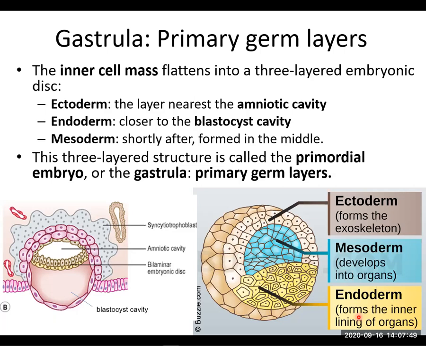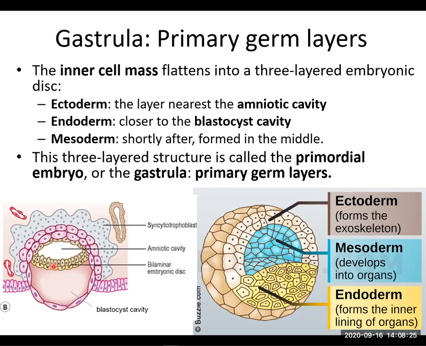Before this process, the cells had no limitation on the possibility of what kind of organ they would become. But from this point on, they have a certain spectrum of organs that they will become, but not the other spectrum. So that's very important. And they are all coming from this inner cell mass.